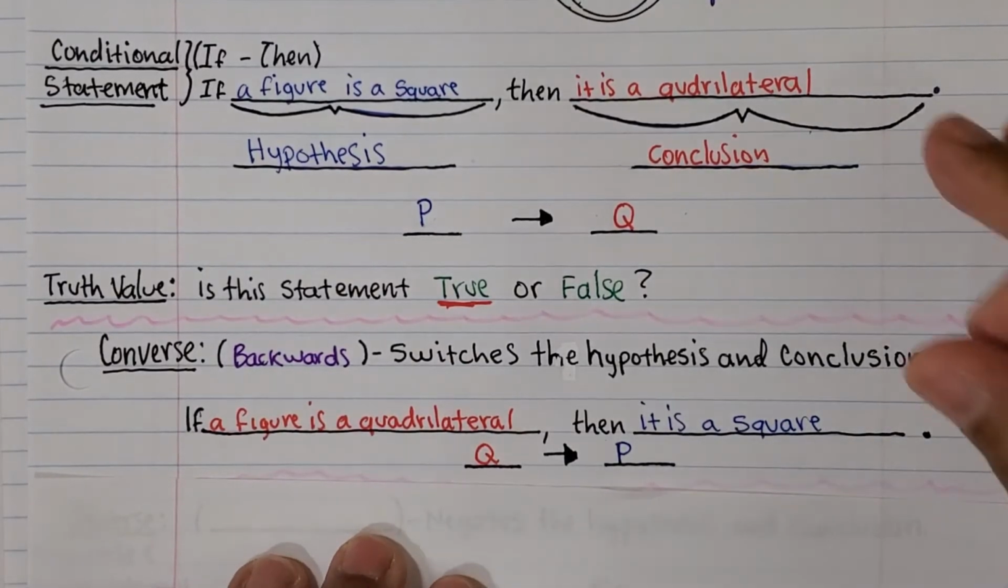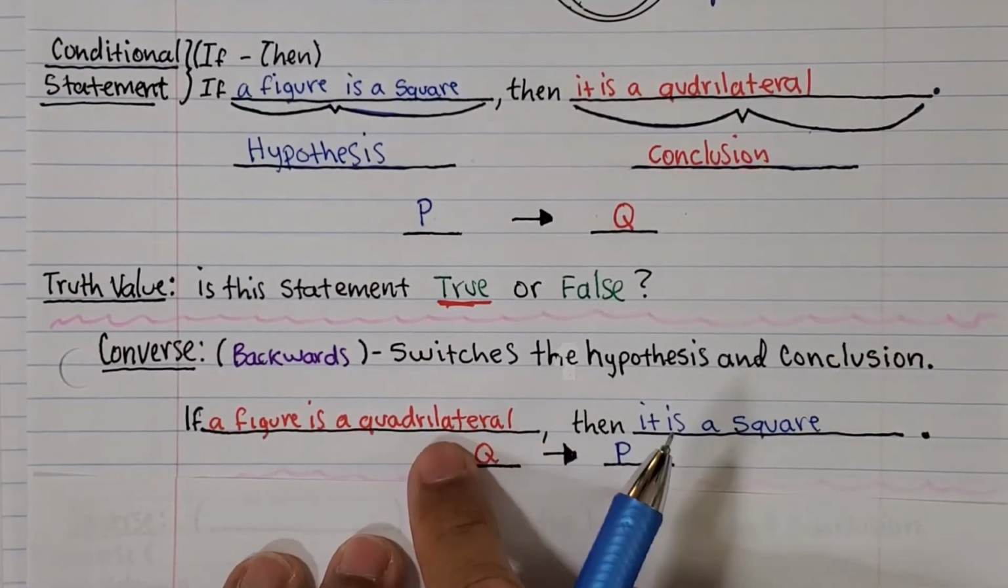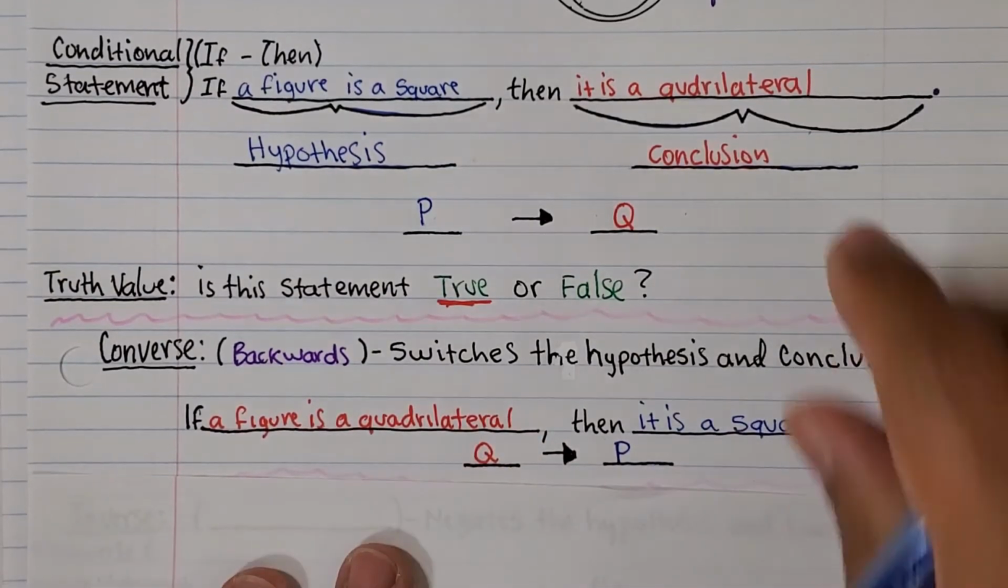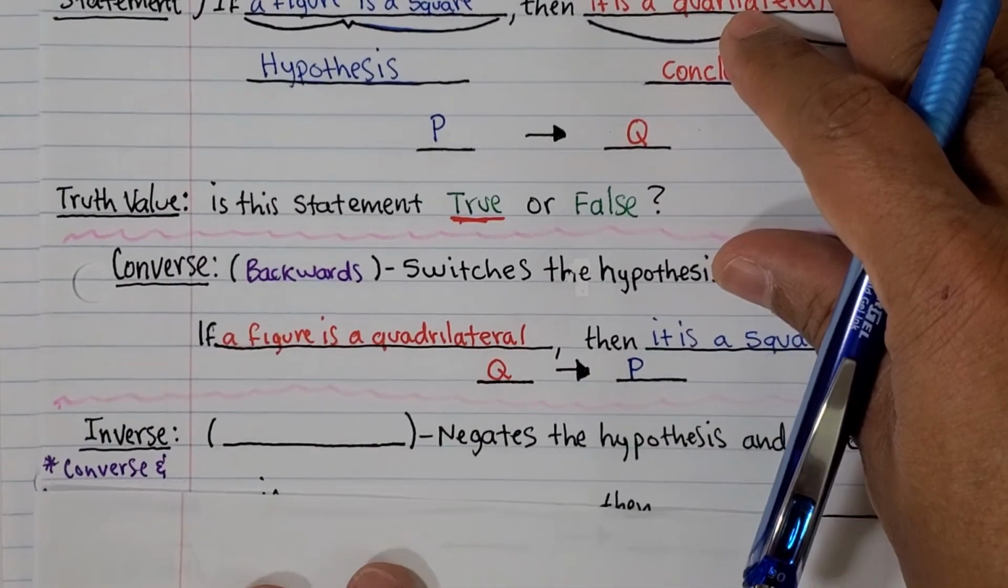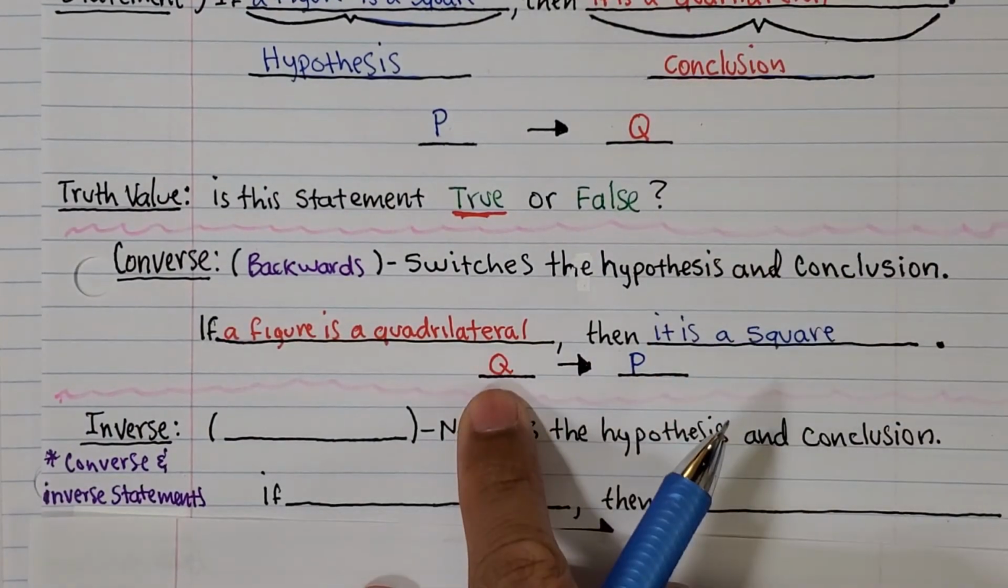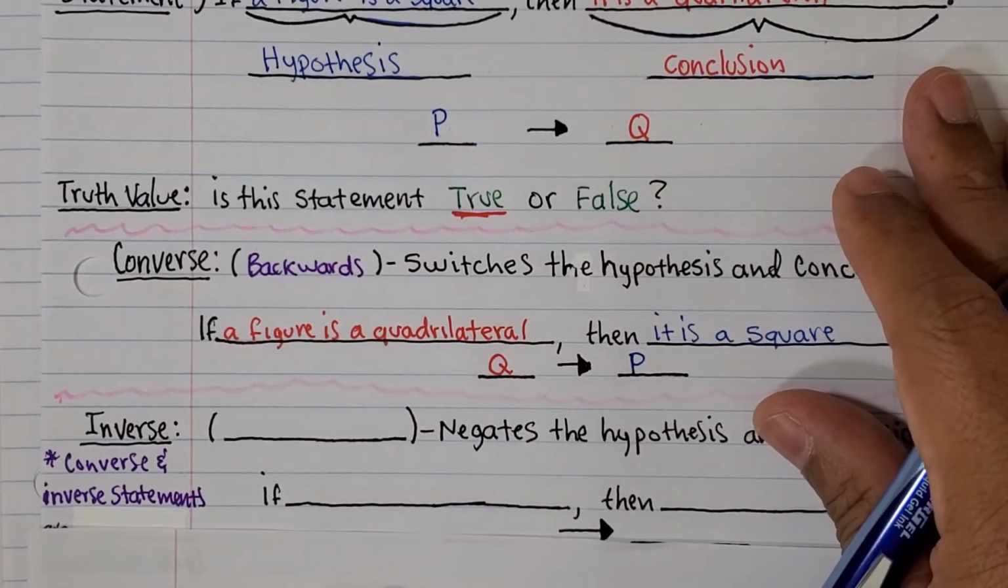And I hope that makes sense. So find any figure that has 4 sides that is a quadrilateral that is not a square. All right. So let's go on to the next example. And again, don't forget I just switched the hypothesis and conclusion here, which is what the converse does. So let's go to the next one.